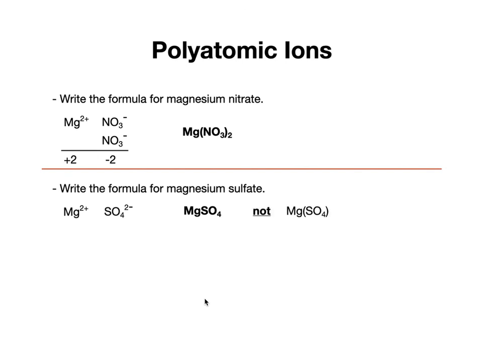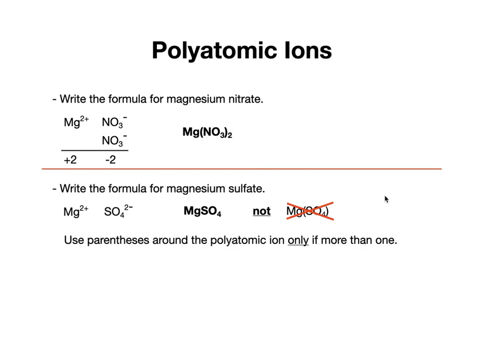Okay? We do not write it like this. You do not use parentheses. What did we say the rule was? You use parentheses if you have more than one of the polyatomic ion. We only have 1 polyatomic ion, so we don't use parentheses. Okay? Use parentheses around the polyatomic ion only if you have more than one. Okay? All right. Let's look at another example here, class.